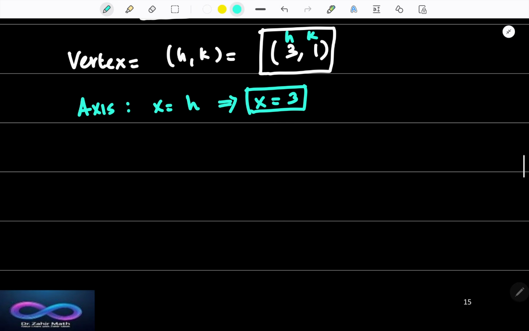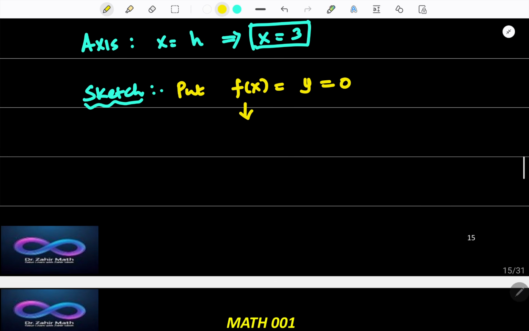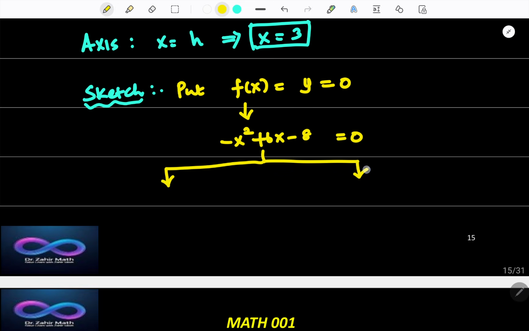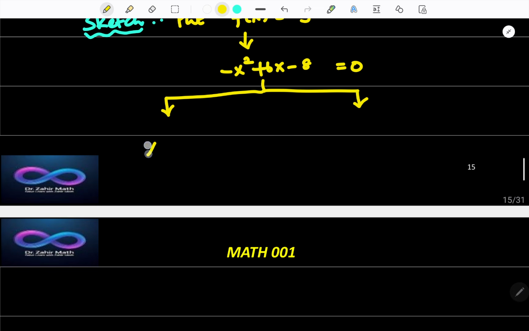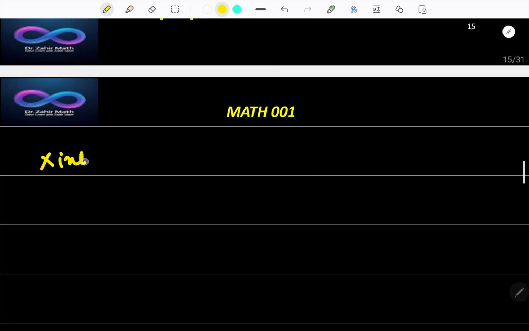Next we are going to do what? Sketch. For sketch, what is the formula? The formula is put f of x is equal to y is equal to 0. What's your f of x? Your f of x is minus x square plus 6x minus 8 equal to 0. Go to the calculator, mod 5, 3. When I go to the calculator mod 5, 3, I get x1 equals 4 and x2 is equal to 2. Is this the x-intercept? No. X-intercept is equal to 4, 0 and 2, 0.